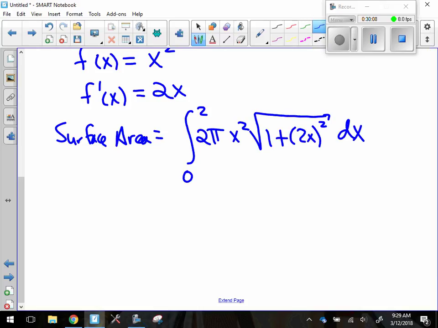Okay. Now, that is a nasty looking integral. I'm not sure I could do it. I could. But really, you could also use numerical integration on your calculator. So why don't you do that and see what you get.